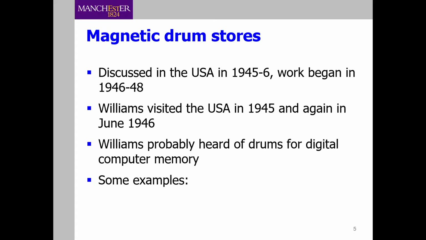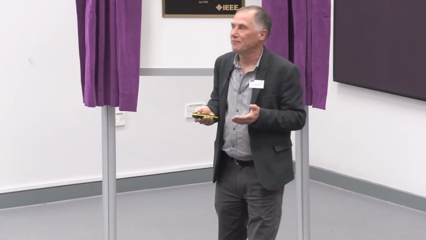Magnetic drum stores had been discussed actually before the war, but they were being quite actively discussed in the USA, 1945 to 6. And Williams visited the USA twice, once in 1945, again in 1946. He visited a lot of labs across the USA. It's very likely that he heard people talking about magnetic drum stores whilst he was there.